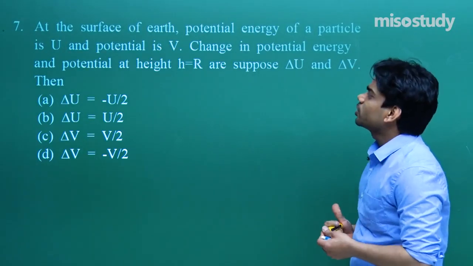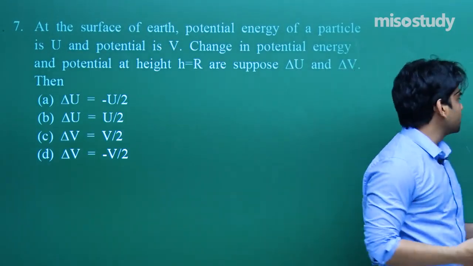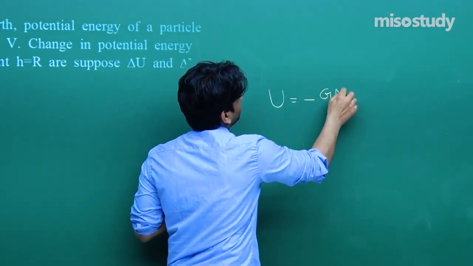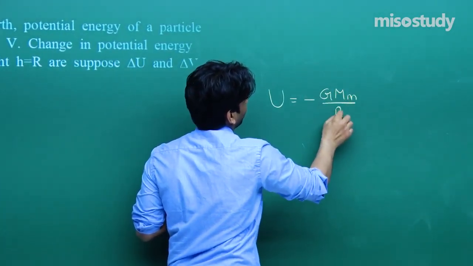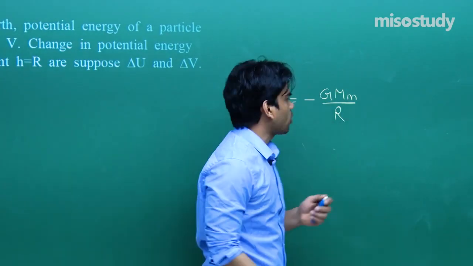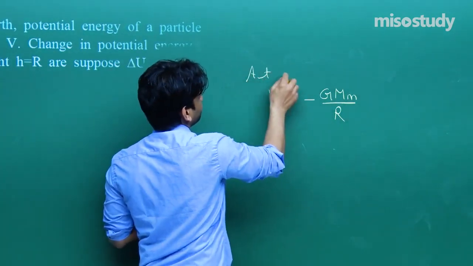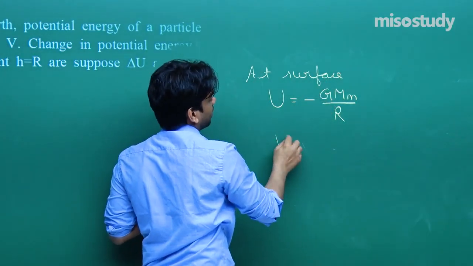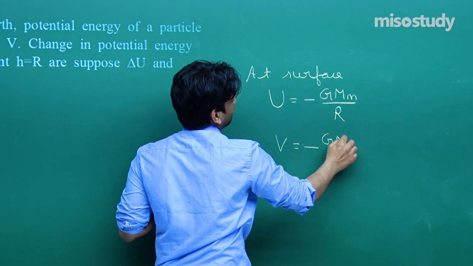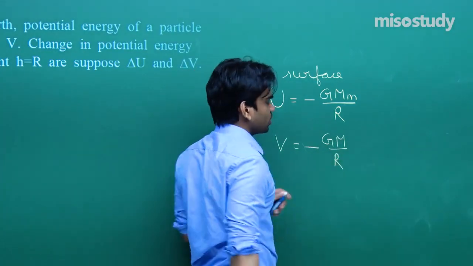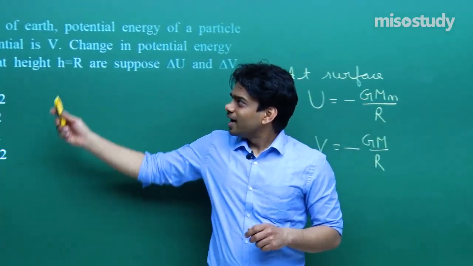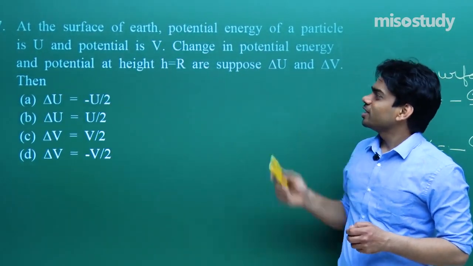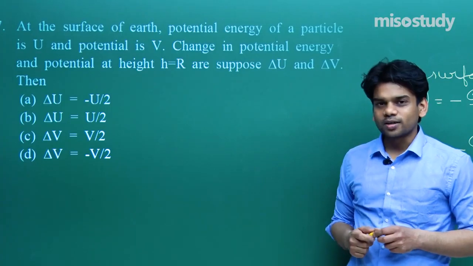Let's check. First of all, it's given on the surface, the potential energy is given as U. We know that U equals minus GMm by radius of Earth. At surface, the value of potential energy is this and value of potential is minus GM by r. We know this, quite obvious, that's quite true. At the surface of Earth, potential energy of a particle is U, so we have written that. Change in potential energy and potential at height h equal to r.